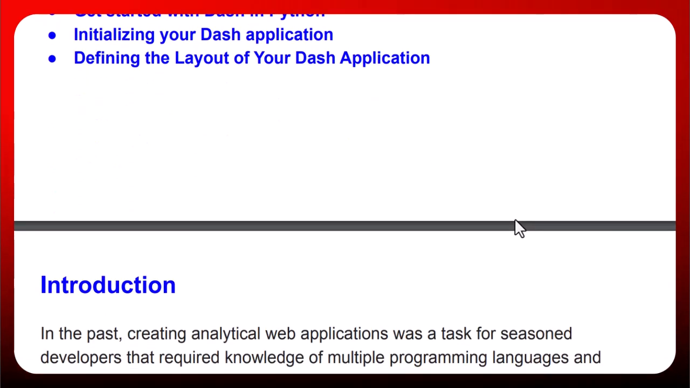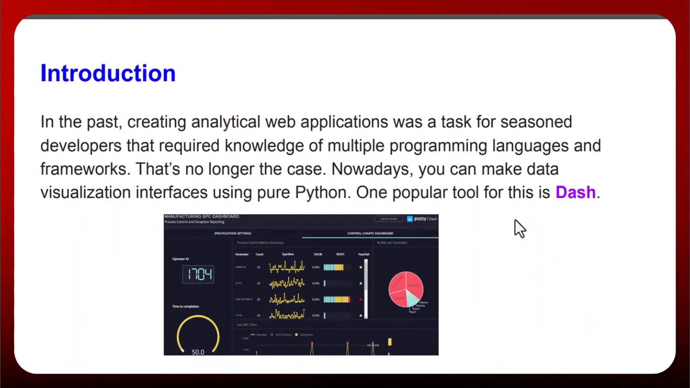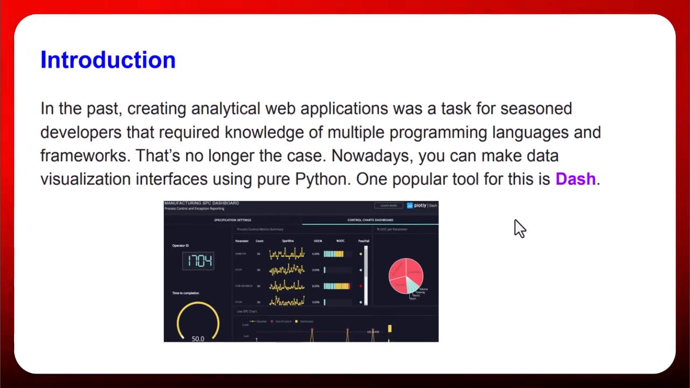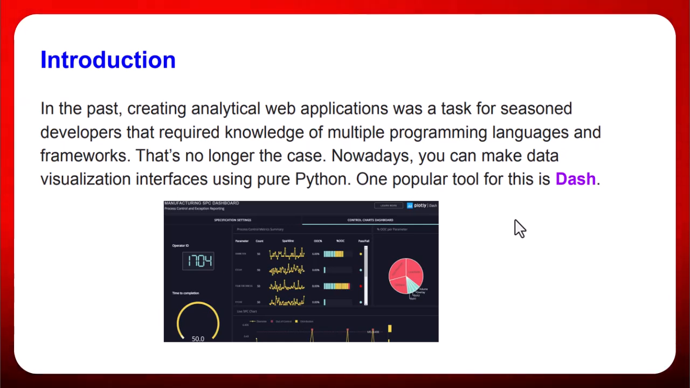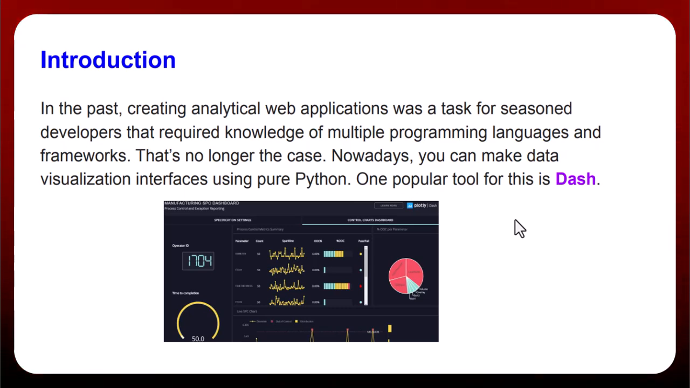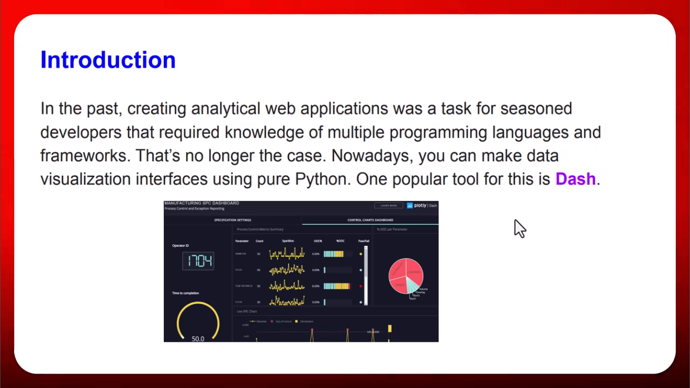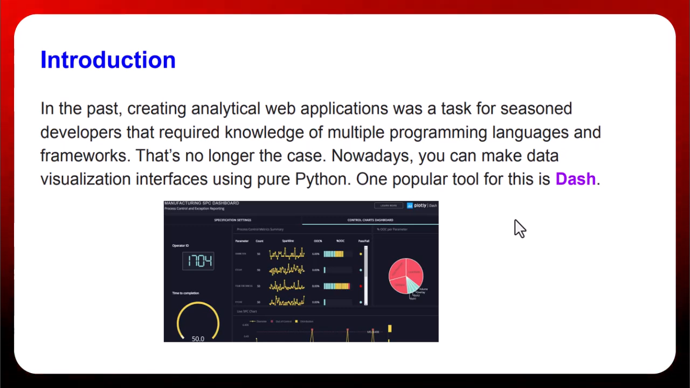All right. So, in the past, creating an analytical web application was a task for seasoned developers that required knowledge of multiple programming languages and frameworks. That's no longer the case. Nowadays, you can make data visualization interfaces using pure Python. One popular tool for this is Dash. And it's easy to install. I'm going to walk you through how to install that using your Jupyter notebook.